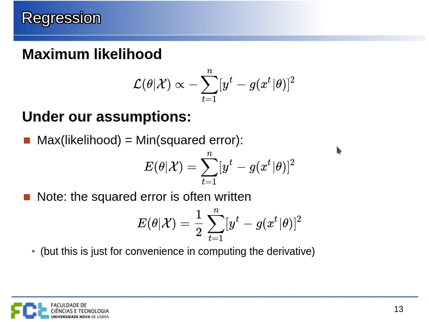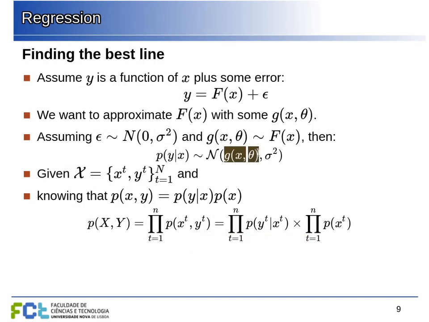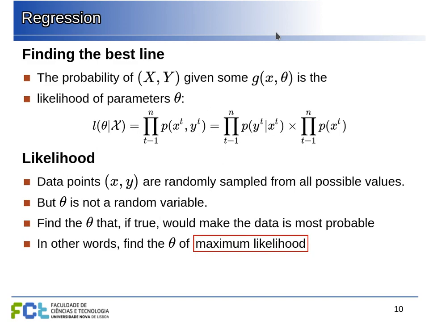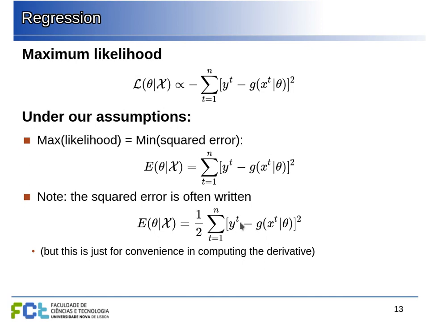But note that this only makes sense because of our assumptions, which is that we are approximating some function that predicts the value that we want to predict, but affected with some noise that has a normal distribution. So if the error is only affecting the prediction and is normally distributed, then the parameters that make the data as probable as possible, assuming that the hypothesis is correct, will be the parameters that minimize the quadratic error between the predictions here and the labels that we have, so the values that we have in our training set.